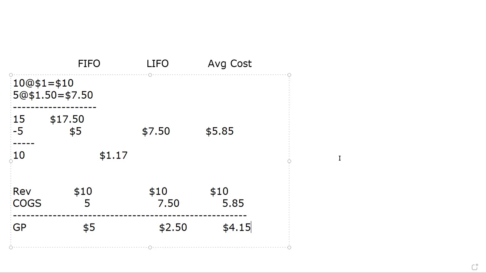So there's some significance here. There's some deeper meaning in choosing. By the way, LIFO is not allowed with the international standards. IFRS, International Financial Reporting Standards, does not allow LIFO. You can't go willy-nilly. This month I'm LIFO, next month I'm FIFO. The month after that, I'm average cost.